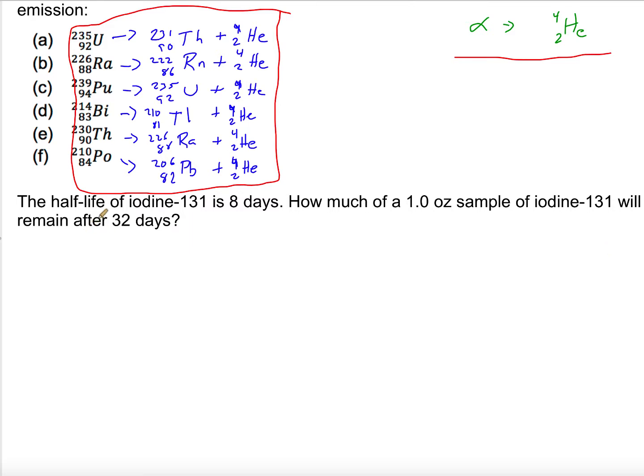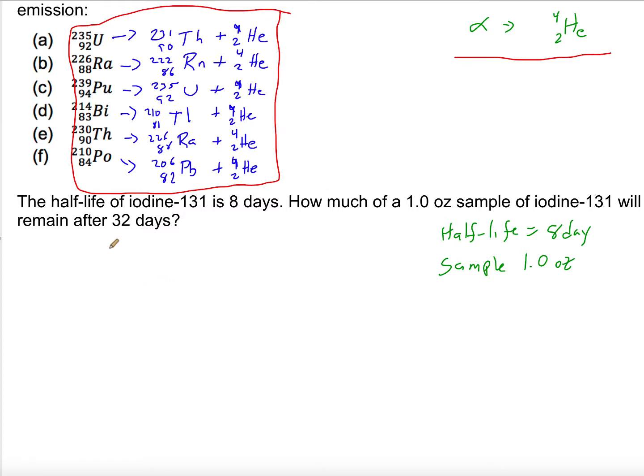So the half-life of iodine-131 is 8 days. How much of a 1 ounce sample will remain after 32 days? So as with many of these half-life problems, there are multiple ways to do it, but one of the best things to do is to make a table. So let's write over on the side first of all what we know. The half-life is 8 days. And the sample is 1.0 ounces. And we want to get to 32 days.